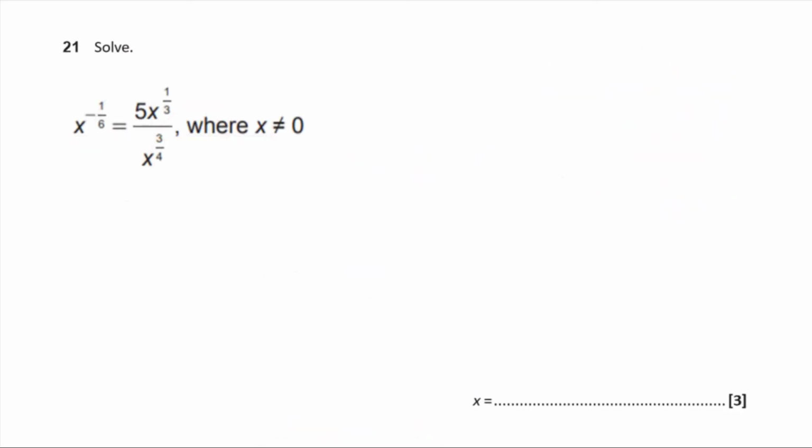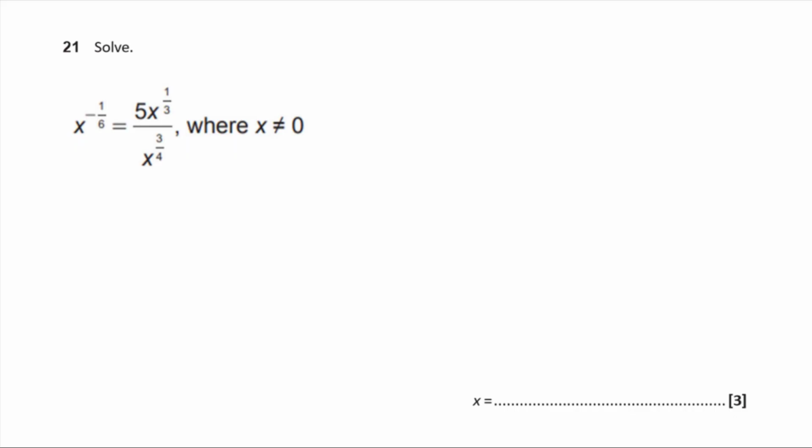Question 21, solve x to the minus 1/6 equals 5x to the third divided by x to the power of 3/4, where x is not equal to 0. Okay. So I think what I want to do is get all of the x's on one side. Okay, I'll leave the 5 where it is for now.